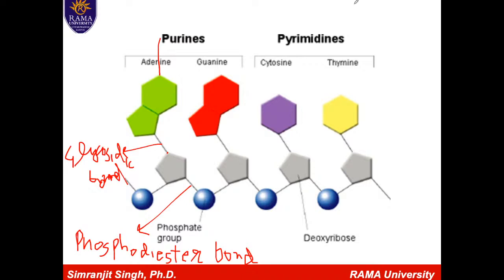In the case of RNA, what will happen, instead of thymine in your pyrimidines, you will have uracil. You have a uracil in RNA structure. And in RNA, instead of deoxyribose sugar, you will have mainly ribose sugar.